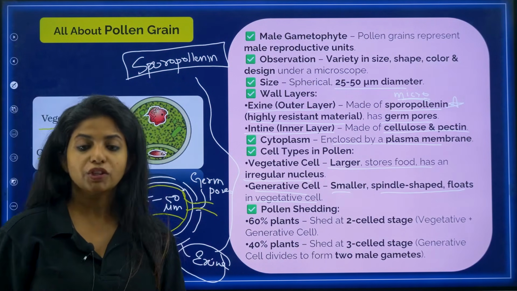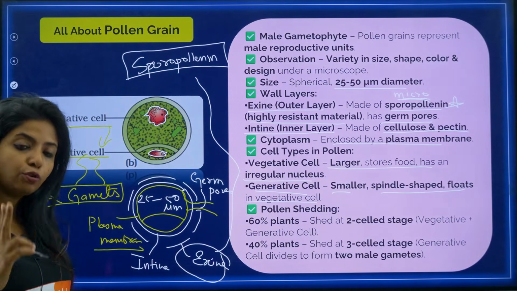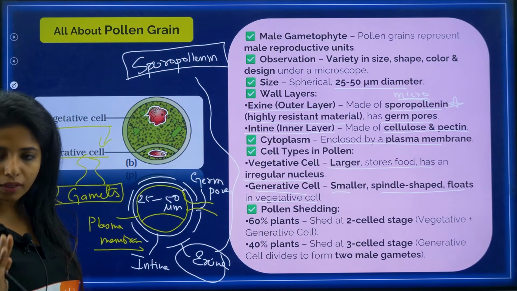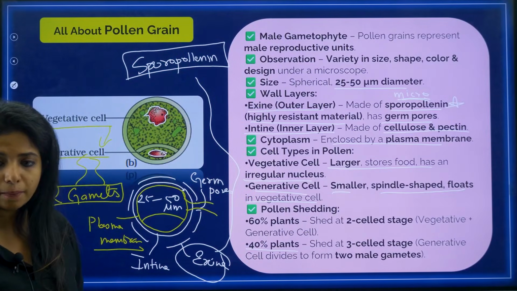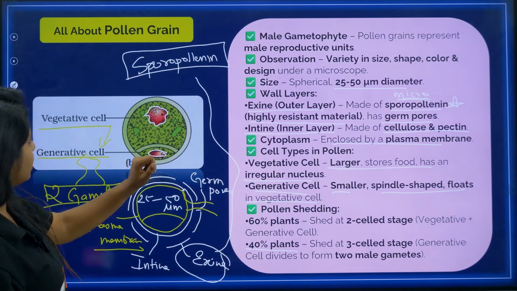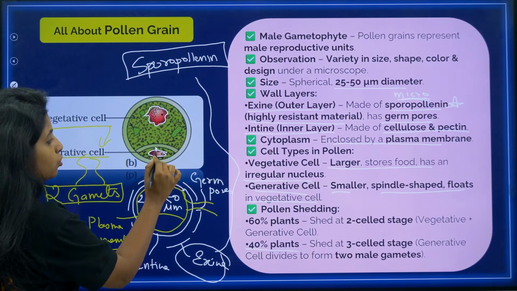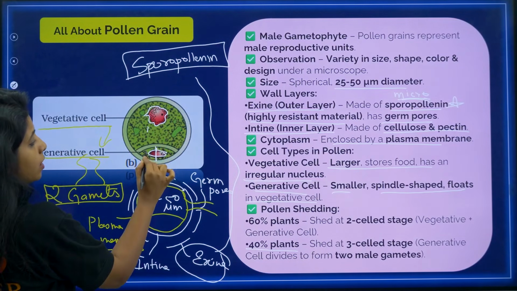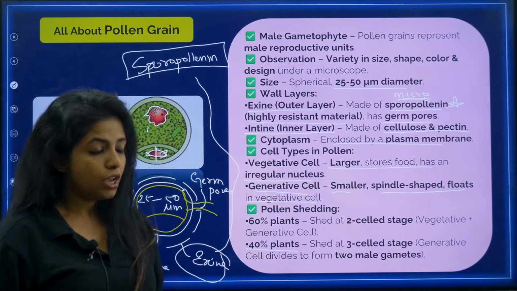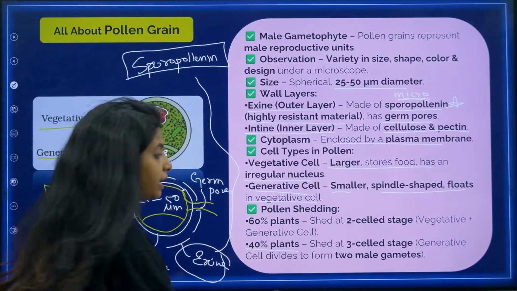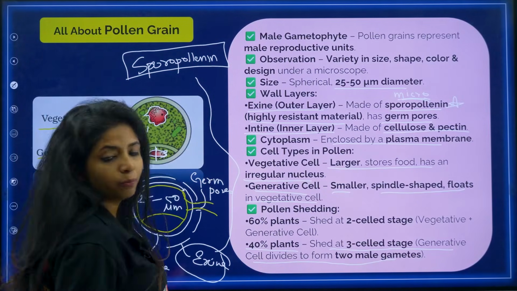Cool. Now talking about pollen shedding, I told you that the generative cell can divide into two male gametes. So usually, only in 40% of plants, that is angiosperms, flowering plants, it is divided like that. For example, the vegetative cell will be there obviously, and then the generative cell divides into two. So how many cells do you have in total? 1, 2, 3. So I'll call this particular stage the 3-celled stage. So 40% of the plants shed at the 3-celled stage, where the generative cell has divided into two male gametes.